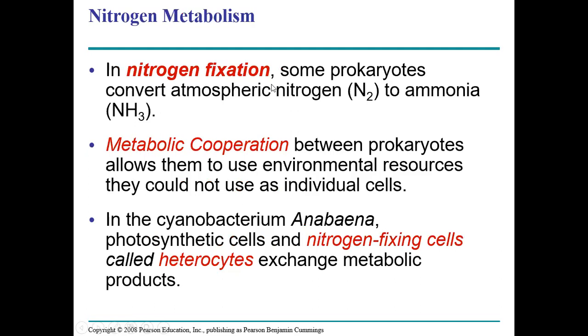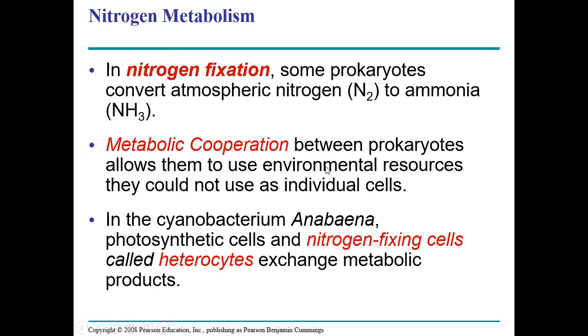In nitrogen fixation, what is nitrogen fixation? Nitrogen is present in the atmosphere in large amounts, but plants cannot utilize atmospheric nitrogen directly. So the nitrogen should be made available to the soil through a process known as nitrogen fixation. Nitrogen has to be converted into the form of nitrate. That is nitrogen fixation. Some prokaryotes convert atmospheric nitrogen to ammonia, NH3.